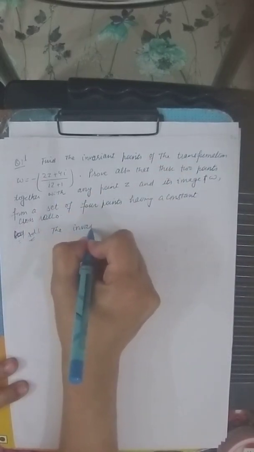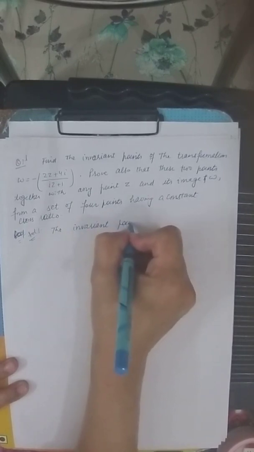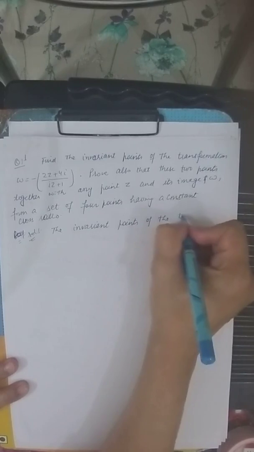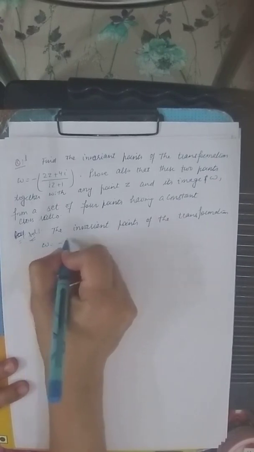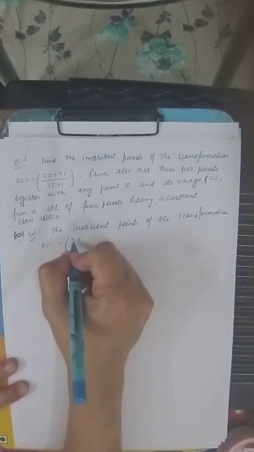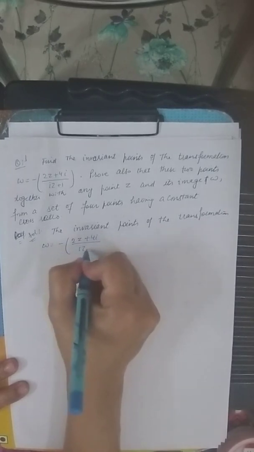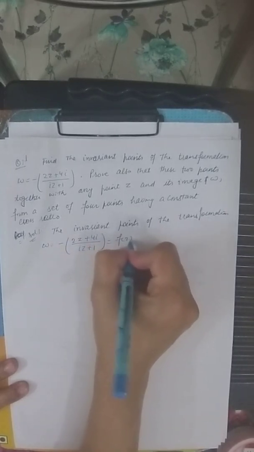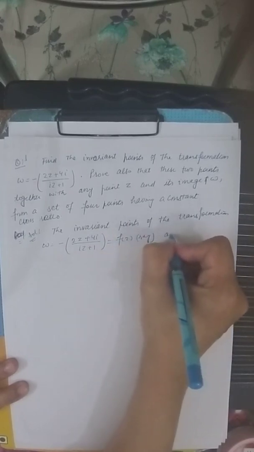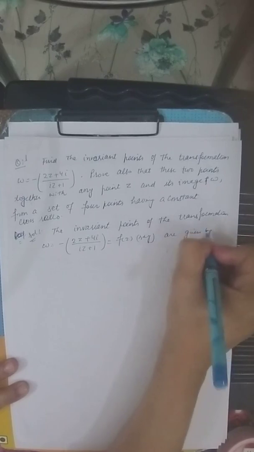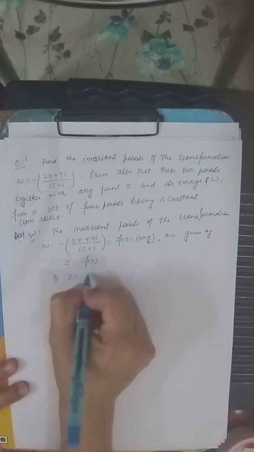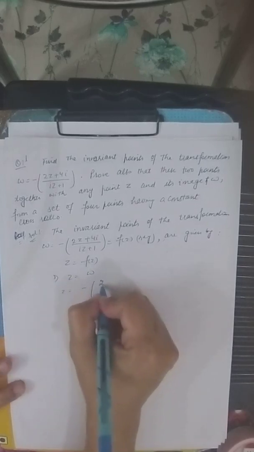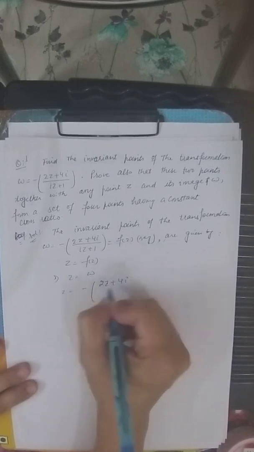The invariant points of the transformation w equal to minus 2z plus 4 iota over iota z plus 1, equal to say f of z, are given by z equal to f of z, that is z equal to w, z equal to minus 2z plus 4 iota over iota z plus 1.